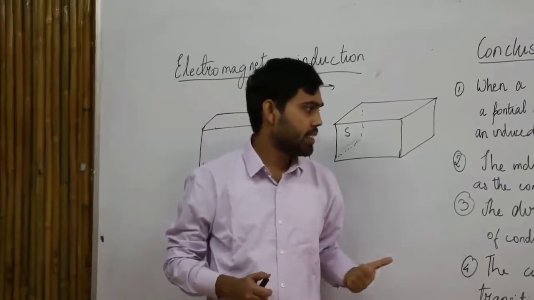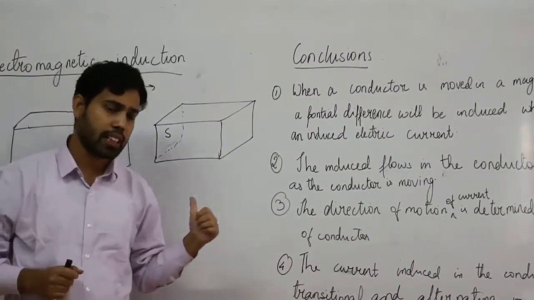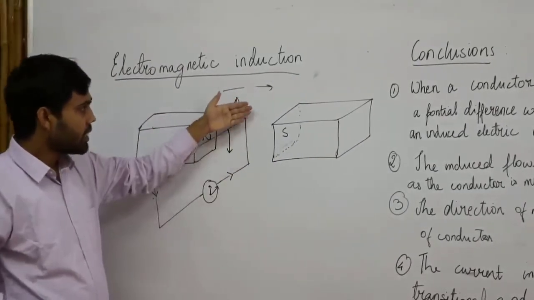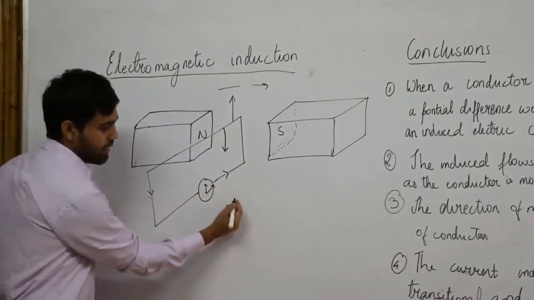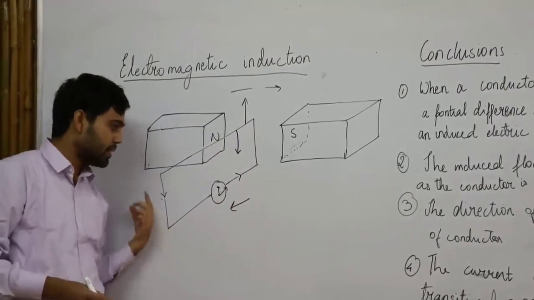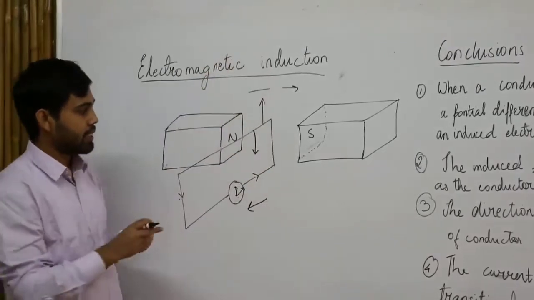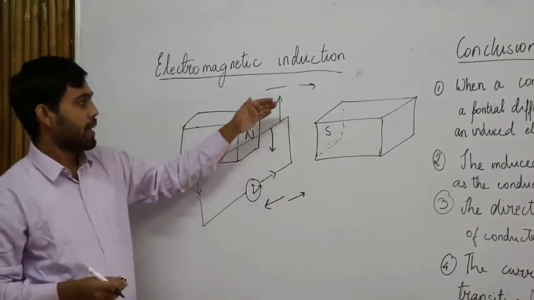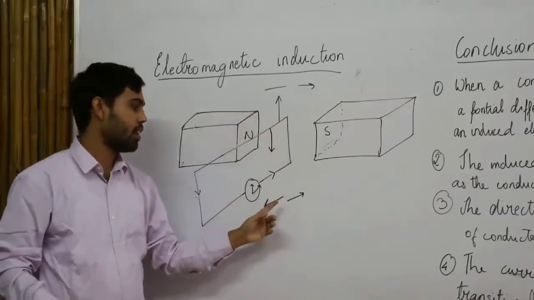Now the third point says the direction of the induced current is determined by the direction of motion of the conductor. As you can see here, when I moved the circuit in the downward direction, the induced electric current flowed in this direction. But when I move the circuit in the upward direction, the direction of electric current was in this direction. So when I change the direction of motion of the conductor, the direction of current also changes.